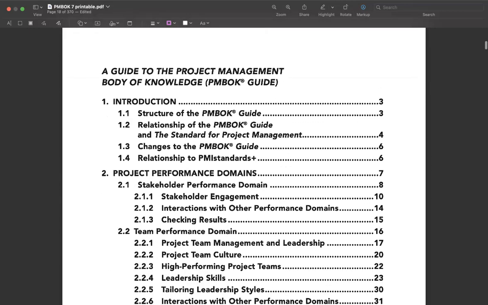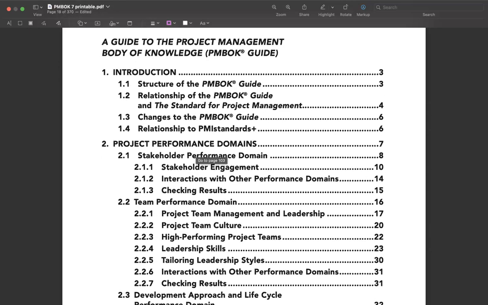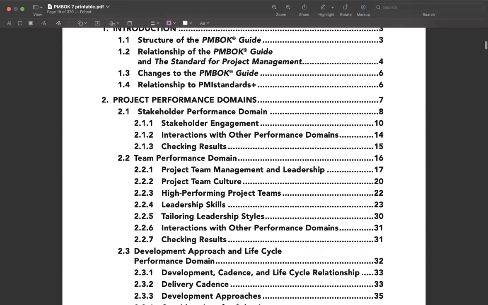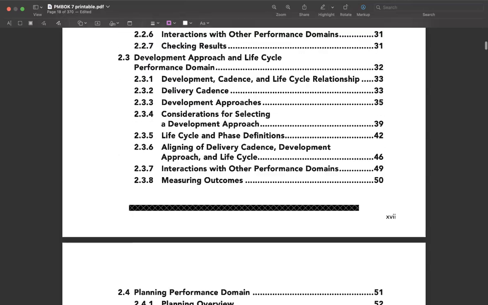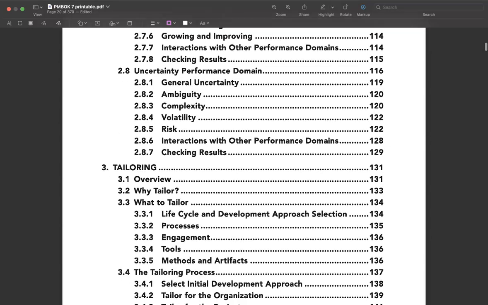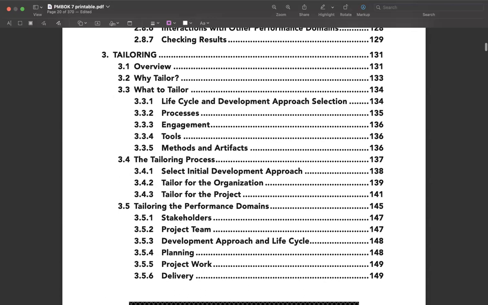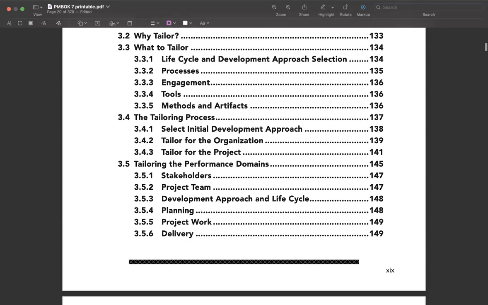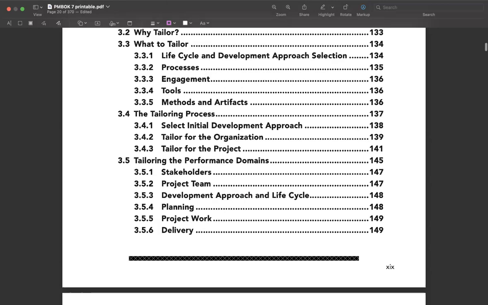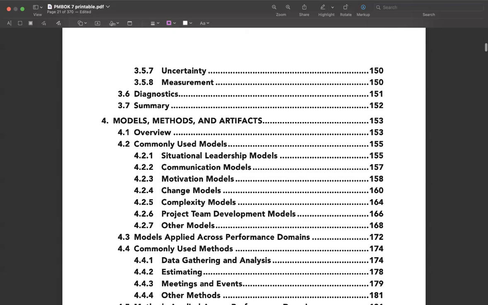And then you have the project management body of knowledge, basically the core of the book, where they talk about the performance domains. So you can see that from section 2.1 to section 2.8 they have all the different performance domains. Then you have a chapter on tailoring, where they go into a little more depth about tailoring the performance domain. So they have some content around how to tailor for each of the performance domains, how to tailor the use of project management. And then they have the models, methods, and artifacts.